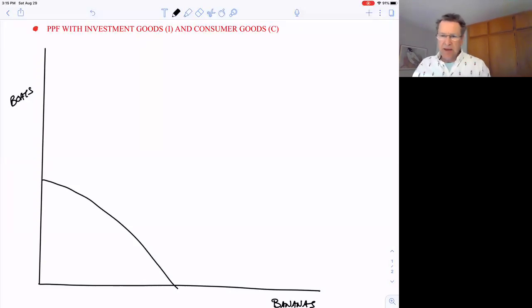And inside the PPF is possible but not efficient. On the PPF is possible and efficient. Outside the PPF is considered to be not possible, at least for a test is not possible. I will show you later. It is possible temporarily to go outside the PPF. It's just not sustainable to do that for a long period of time.